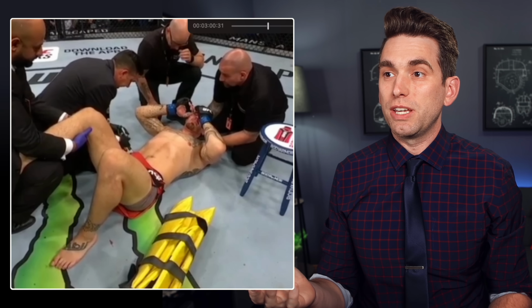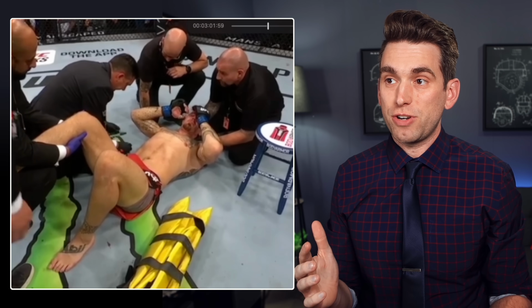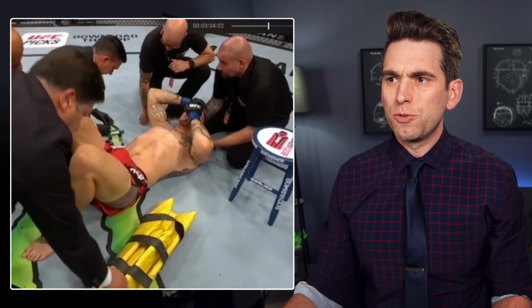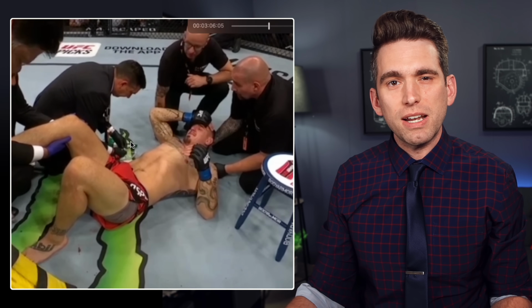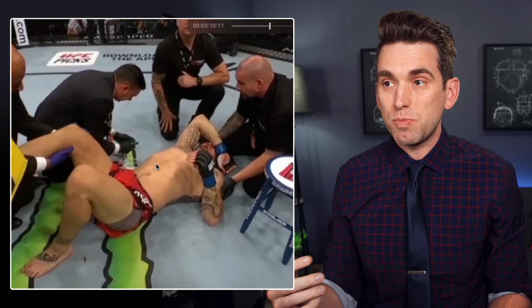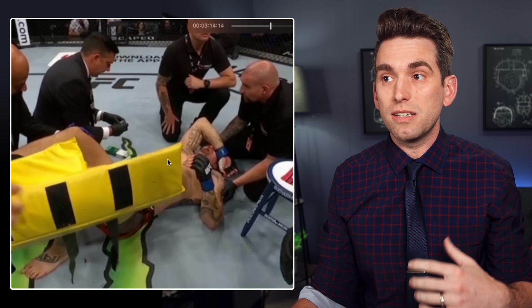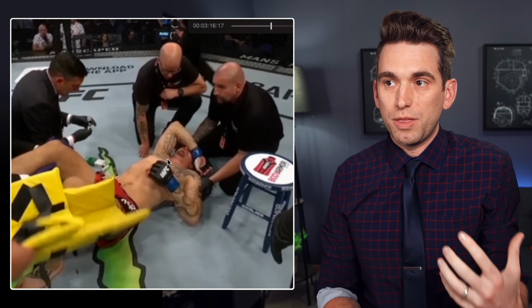I thought this sequence was really interesting here with the medical staff, because we saw Aspinall did not want to straighten or extend his knee. And I don't know if they're giving him some sort of pain medication here. This is certainly something we don't see done in the States during fights, but potentially in Europe they might have different regulations to potentially give him something to just help him relax, help with the pain here.